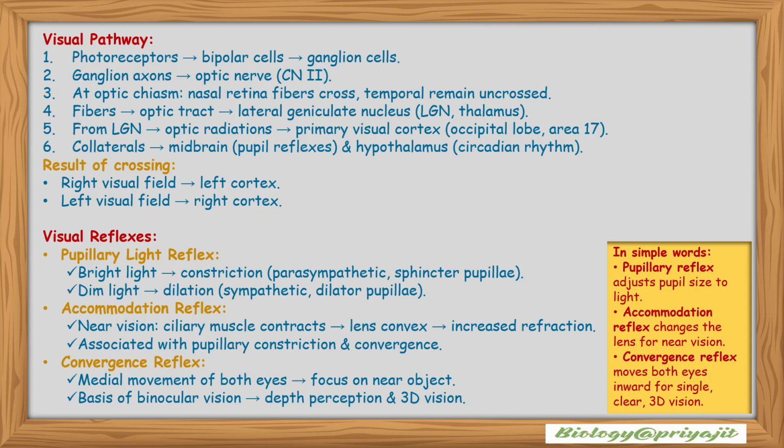This is the convergence reflex. So in simple words, pupillary reflex adjusts pupil size to the light, accommodation reflex changes the lens for near vision, and convergence reflex moves both eyes inward for single clear 3D vision.